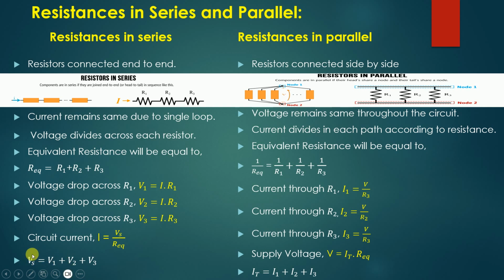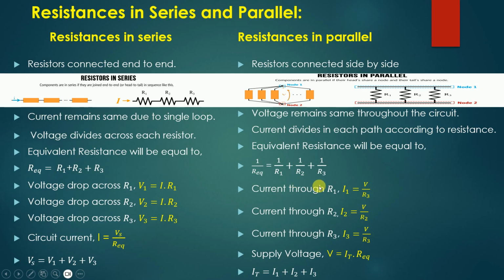to the supply voltage. So we can say that supply voltage will be equal to the voltage drop across R1, which is V1, plus the voltage drop across R2, which is V2, and similarly we add the voltage drop V3, which is the voltage drop across R3. So the algebraic sum of all these voltage drops will be equal to the supply voltage.